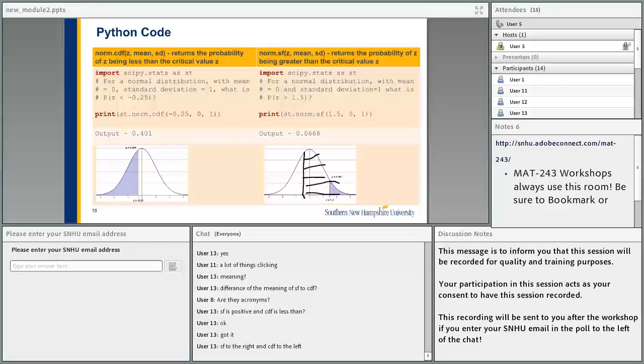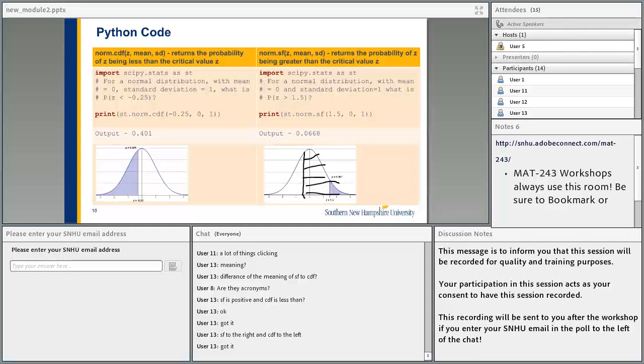Yes. SF is going to the right, which means I'm trying to find the probability of getting a value greater than the value I have. CDF is finding the probability of getting a value less than the value I have. So less than is CDF, greater than is SF. The same thing applies for t-distributions.